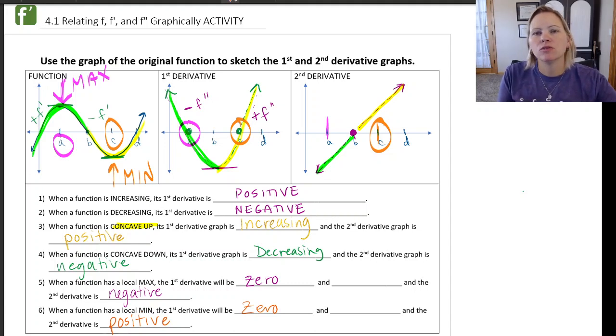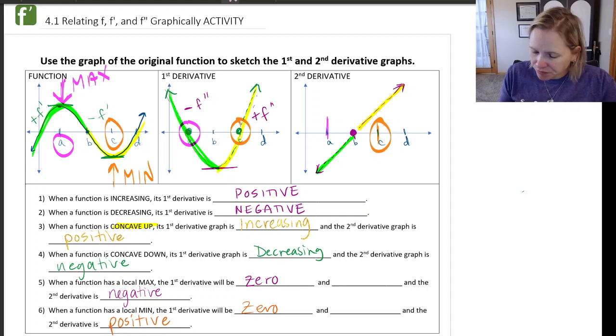So when we start giving evidence, the two pieces of evidence that you're going to give are: the first derivative is 0 and the second derivative is either positive or negative. Therefore, we have a maximum or a minimum. Now, you don't always have the second derivative to look at. The second piece of information you can give is to talk about what's happening with the first derivative.